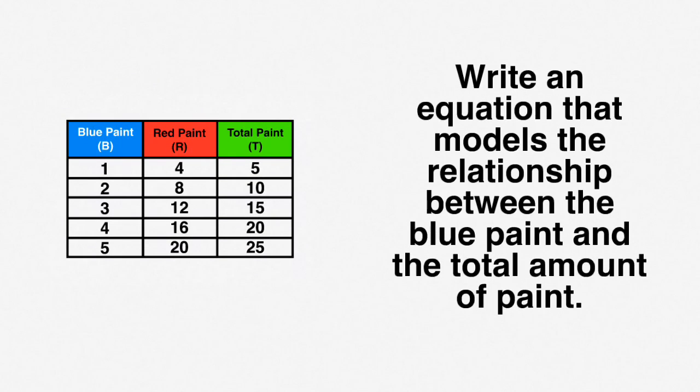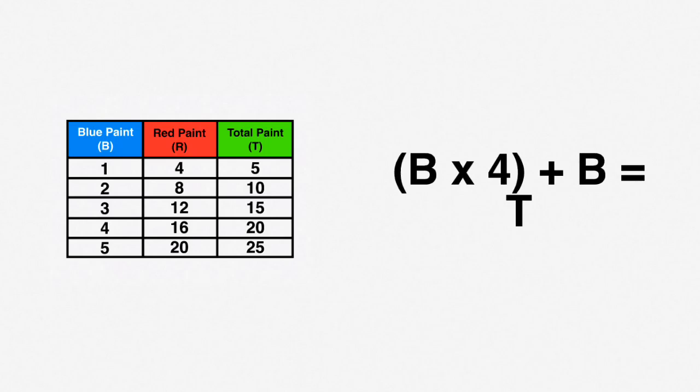What if we wanted to write an equation that shows the relationship between blue paint and the total amount of paint? Check this out. The total is always the amount of blue plus the amount of red, so all we need to do is take our blue gallons, B, and add our red gallons, which we know is B times 4. Red gallons are always 4 times as much as blue gallons. So the total will be blue gallons plus 4 times blue.